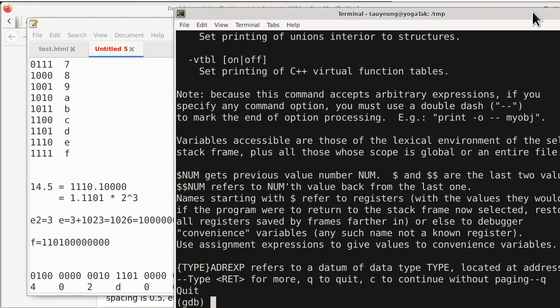Before this class, how many people have not used GDB before? All right. So just remember, from here on, the debugger is your best friend. If you don't use GDB, how did you debug your program in your other classes? I did not hear that.